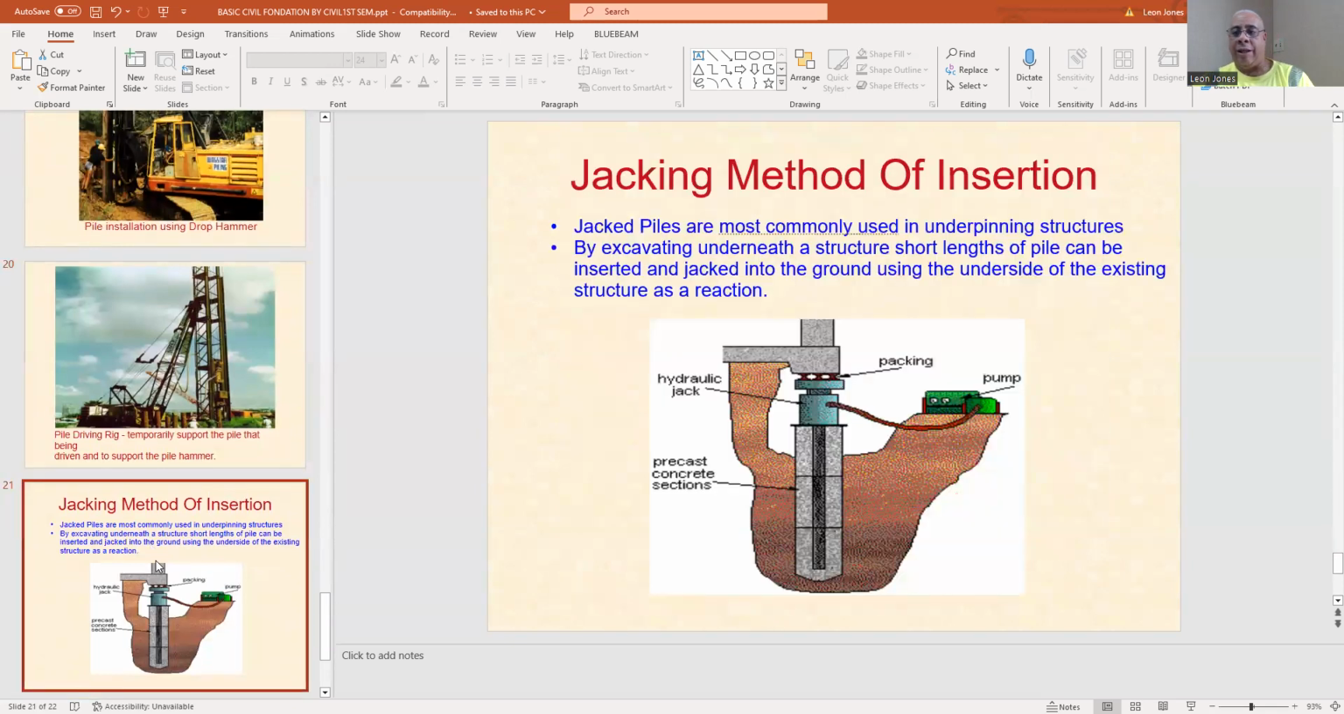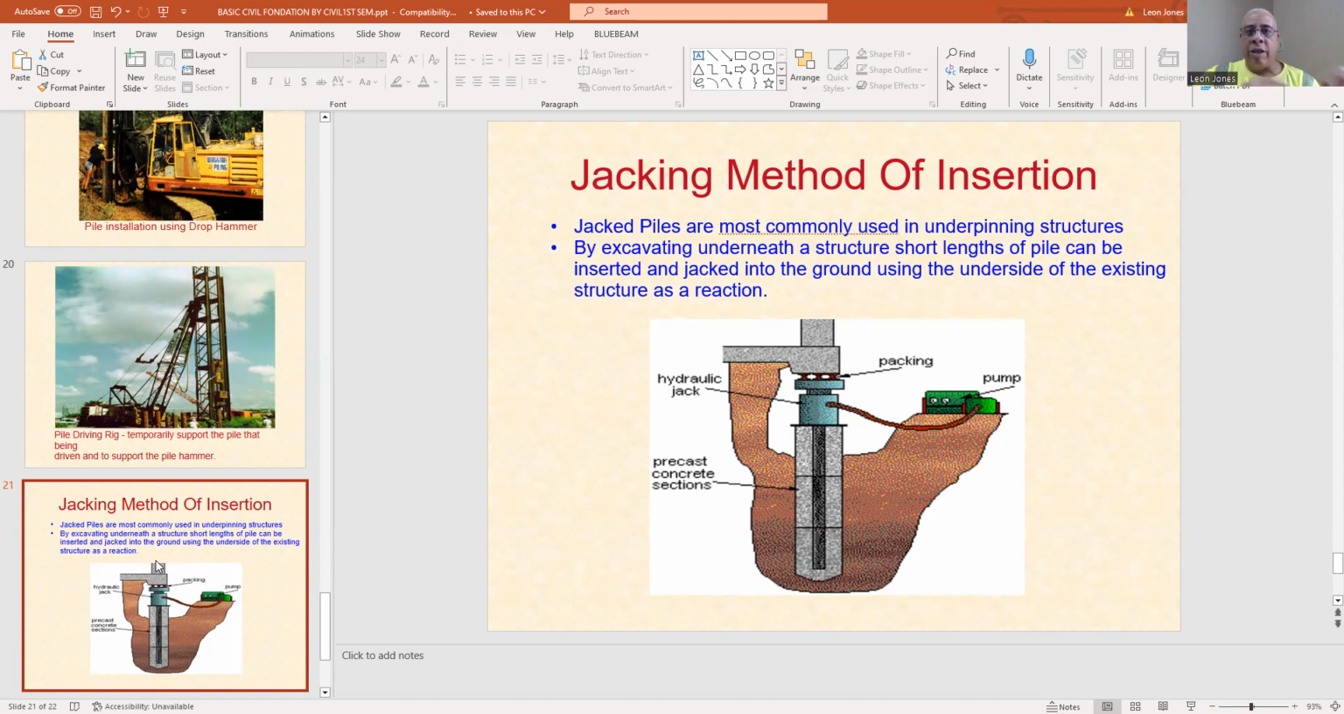Then you have the jacking method of insertion. Jack piles are most commonly used in underpinning structures. Generally, when you underpin a structure, it's a structure that could have failed or has cracking. The Leaning Tower of Pisa, they use a lot of underpinning to make sure it doesn't fall. And the reason they call it the Leaning Tower of Pisa is because it's actually leaning.